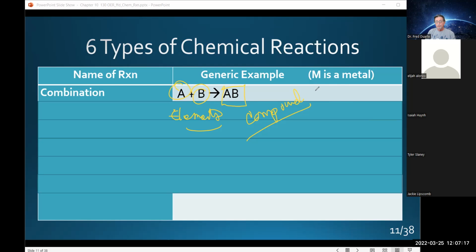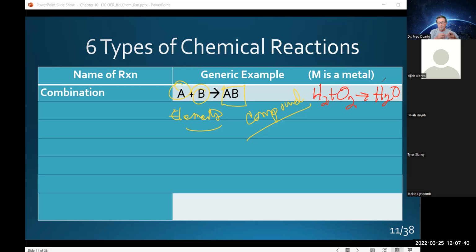And if I were to take the element hydrogen gas, react it with oxygen, another element, okay, diatomic, both of them, but nevertheless elements, they will react, I ignite it, and guess what I make? A compound, which is water, okay? So that's a classic example of a combination reaction.